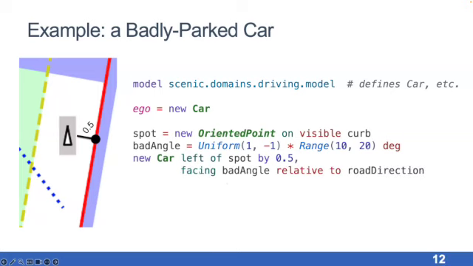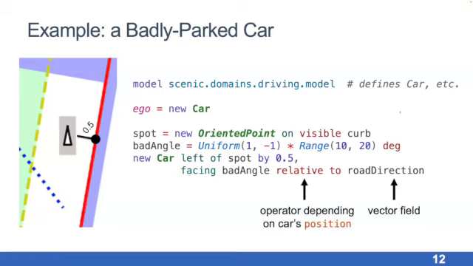Okay, so this specifies the position of the car, but we haven't said anything about its orientation. So that's what I'll do next. I'm using another specifier here, the facing specifier, to say this car is facing this funny angle. Again, we don't want that to be in the global coordinate system where 0 is due north. We want it to be relative to the road direction. And here, road direction is another primitive Scenic object called a vector field, which is being defined in this driving model, which basically says at every point on the road, what is the nominal traffic direction at that point? And so this relative to operator is interpreting this bad angle relative to this vector field.